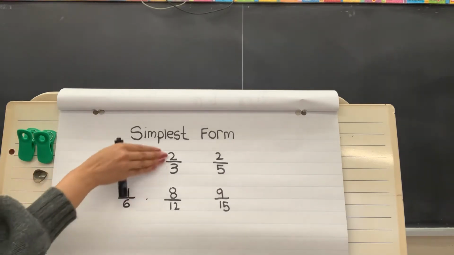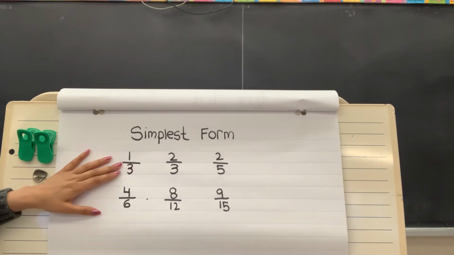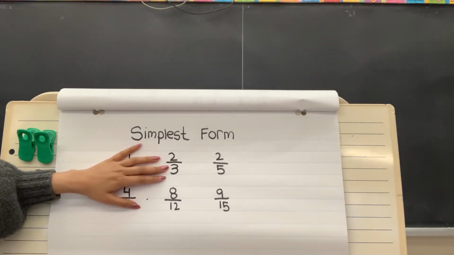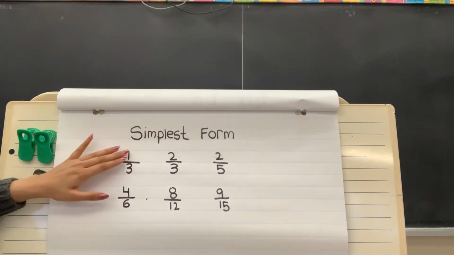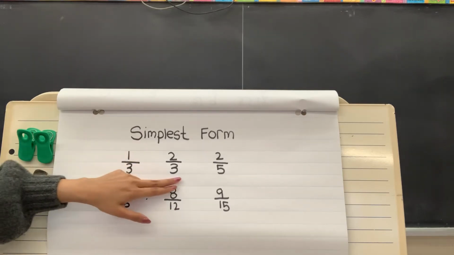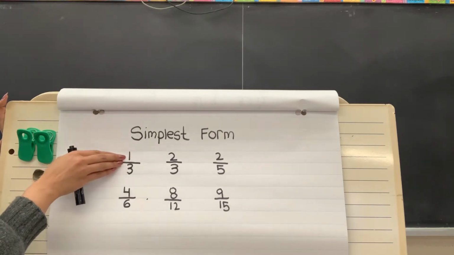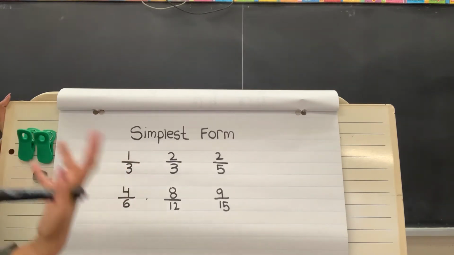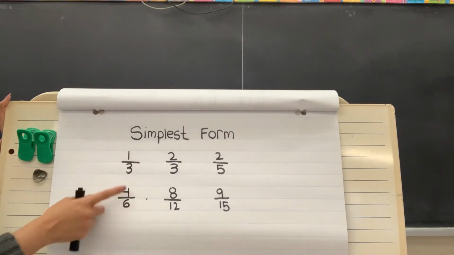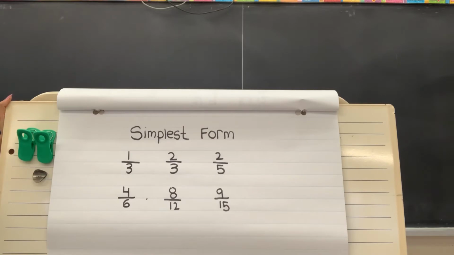Now, I've given you these examples here. So we have 1/3, we have 2/3, and we have 2/5. These are simplest forms of each of the sets of equivalent fractions. That means we cannot break this anymore. 1/3, we cannot make it any smaller than it already is. We cannot break 2/3 anymore. We cannot break 2/5 anymore. Now you ask me, how is that possible, Miss David?